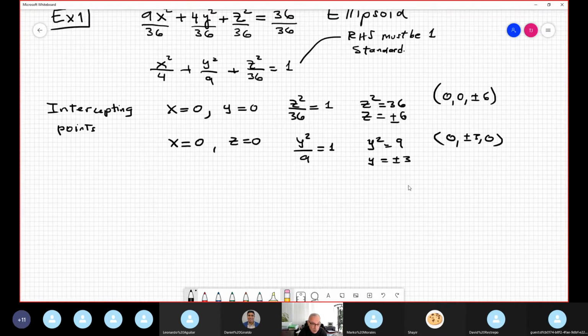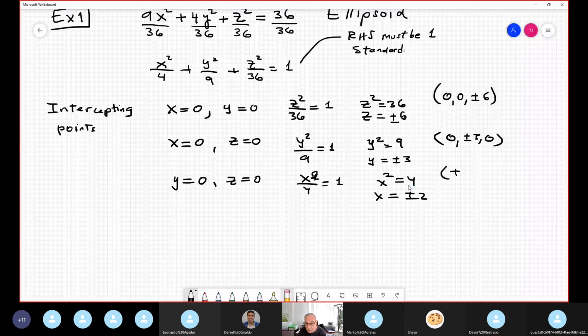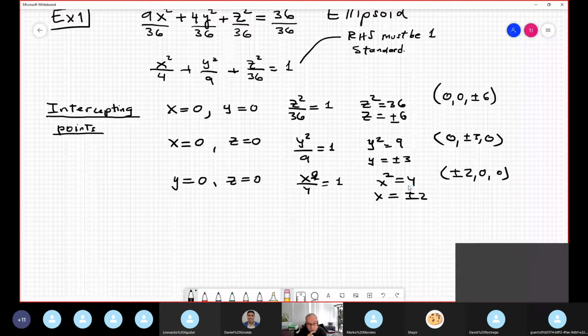Finally, the last intercept is when you assume y is 0 and c is 0. So x squared over 4 equals 1. Now, x to the 2nd power equals 4. So x is equal to plus or minus 2. And the point is plus or minus 2, 0, and 0. So we discover 6 points on this surface, which are the famous intersecting points. Any questions so far? Do you understand this very well? This is not all. This is the first part. Everyone follow me? Good. David Restrepo says, yes, professor.